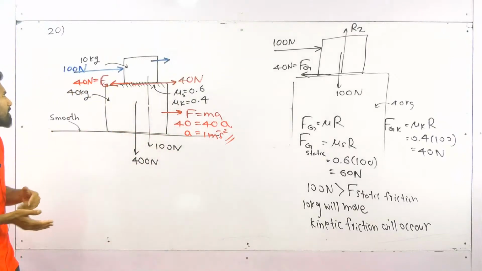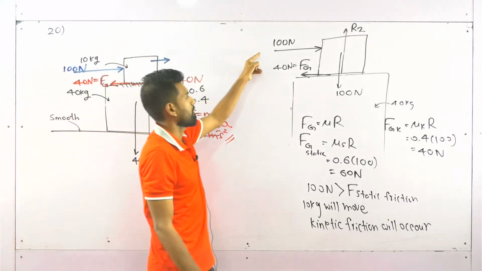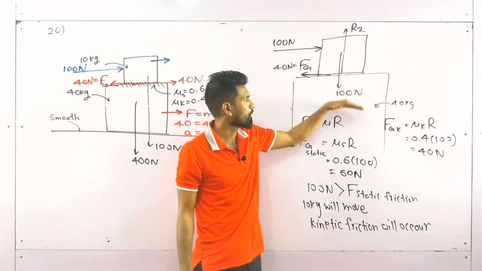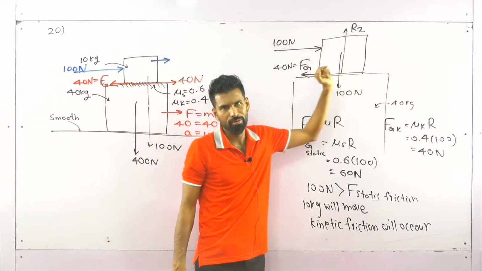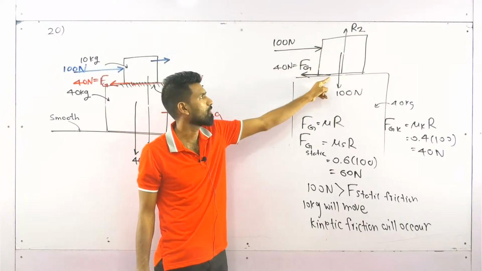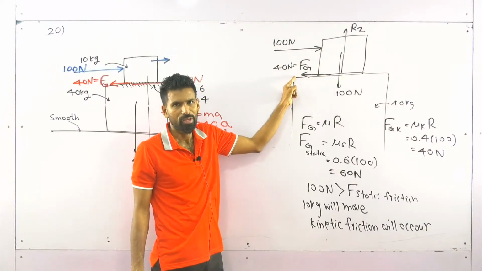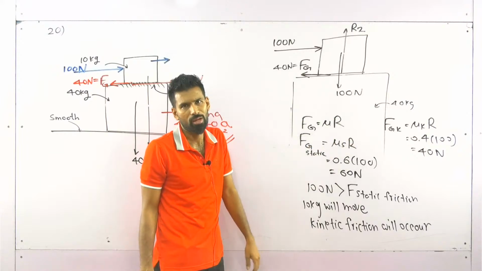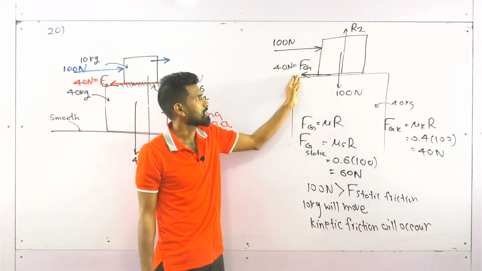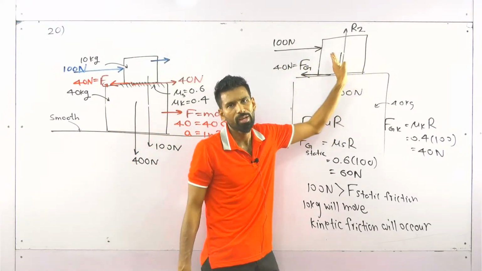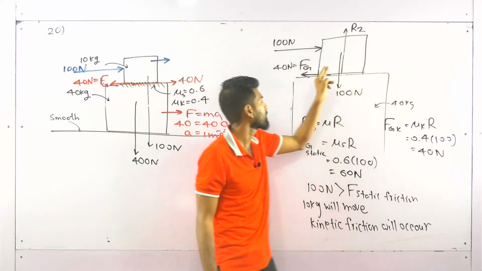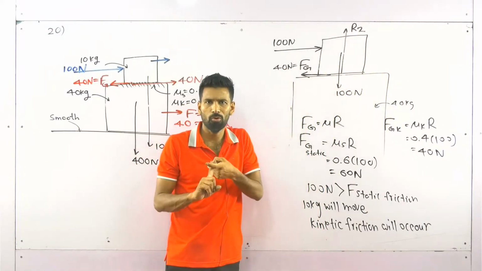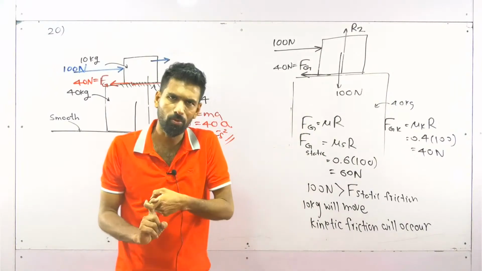I'll say it again. If the 10 kg block moves on the 40 kg block in the rightward direction, due to the 100 Newton force, friction will be born in the opposite direction. Static friction is 60, kinetic friction is 40. 100 is larger than 60, so the 10 kg will move in this direction, creating the kinetic friction 40 in the opposite direction. So each and every force is born with an equal and opposite force.